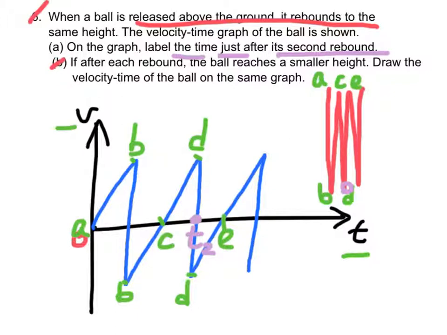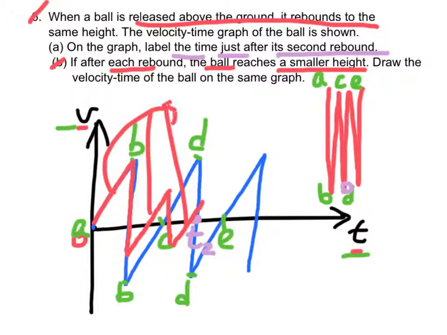For part B, if after each rebound the ball reaches a smaller height, the new VT graph will be as shown. Notice that the slope of the graph during its free-fall motion is still the same as before, which is equal to the acceleration due to gravity, which is equal to g.